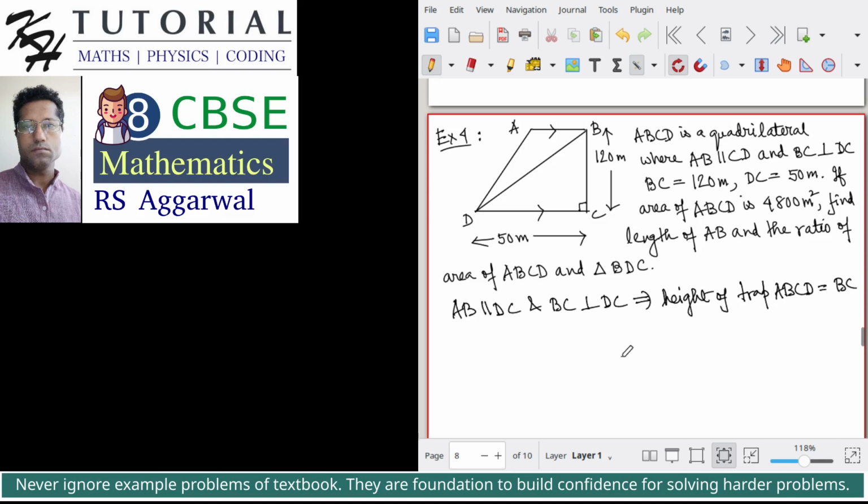The area is given, and we have the length of one parallel side and the altitude. So area will be equal to, we know, half multiplied by the sum of the bases, or the sum of the parallel sides, that is AB plus DC, and the height, which is equal to BC. This is equal to half multiplied by AB, which we do not know, and DC we have 50, and BC is given to be 120, so this much meter square.